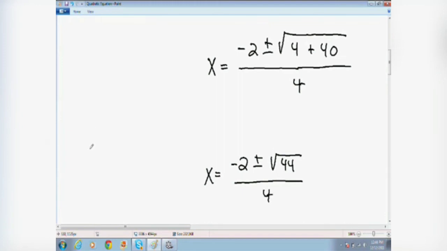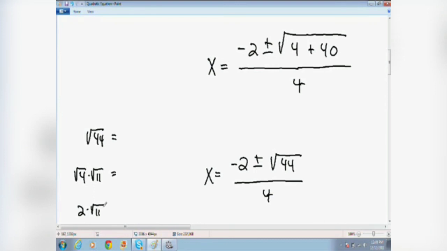And now the square root can be simplified even more, because a square root of 44 can also be written as a square root of 4 times the square root of 11, because 4 times 11 is equal to 44. Okay? And the square root of 4 is a perfect square root, so we know that we can rewrite that as 2. And the square root of 11 cannot be simplified anymore, so that stays the same. So the square root of 44, in other words, can be simplified as 2 times the square root of 11.